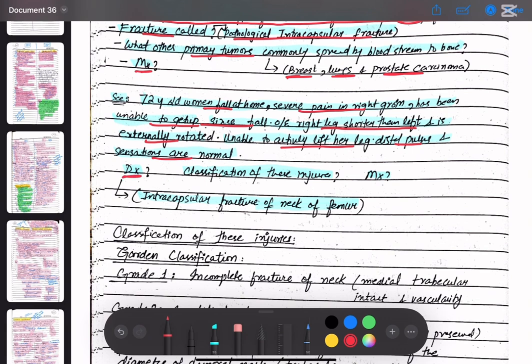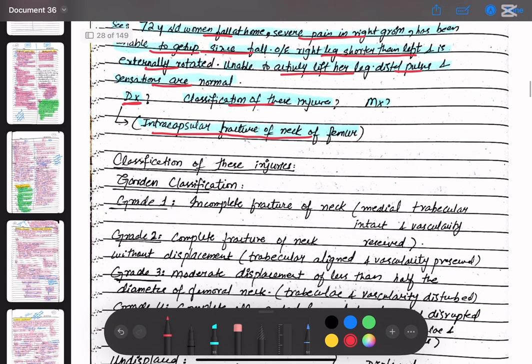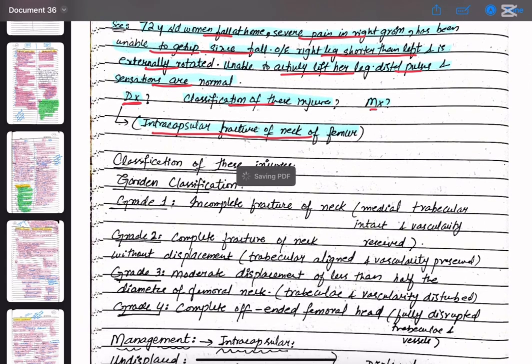So this is the intracapsular fracture of the neck of femur. Okay, it is a fall history with severe pain, and one leg is shorter than the other. So this is the intracapsular fracture. What is the classification of these injuries? We would do the classification and the management. So for the classification of these injuries, we have the Garden classification.